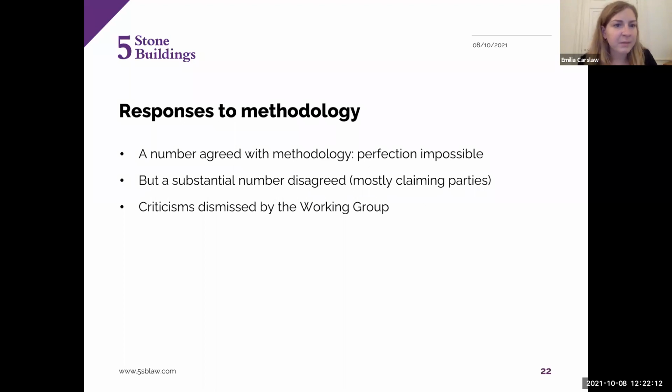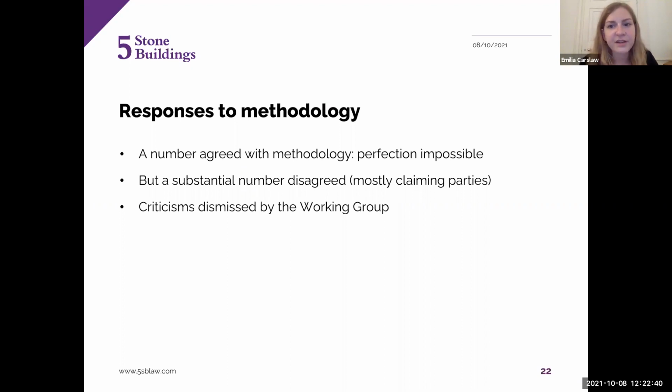So responses to that methodology were mixed. A number agreed. They thought that the perfection, again, sought by the Foskett committee was impossible. A substantial number did disagree. They were mostly claiming parties. Again, they said that the sample size was inadequate. They said the methodology included the uplift at judicial discretion, but the working group dismissed this. They said it was balanced by the fixed cost regime.